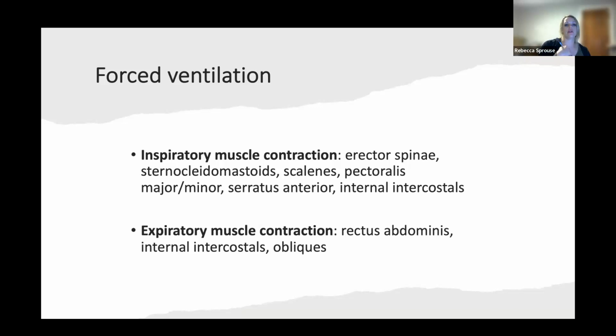Now, I want you to exhale forcefully and see where you feel muscle engagement, right? You're going to feel a lot of it in your abdominals. So your rectus abdominis, your obliques, and those abdominal muscles that way.